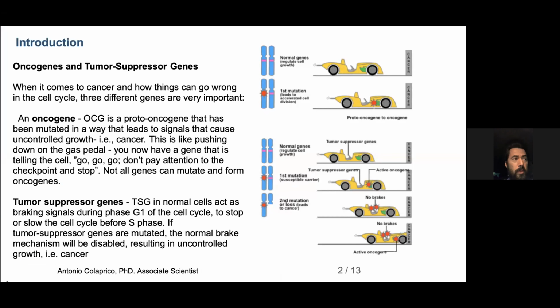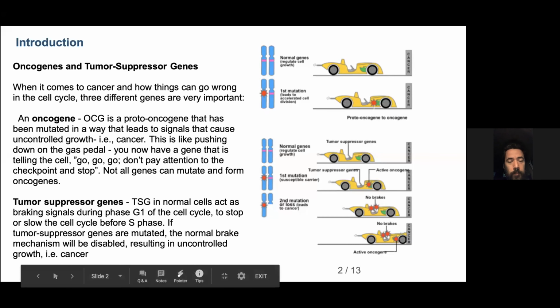Just to give you an introduction, the tool deals with driver genes: oncogenes and tumor suppressors. An oncogene in general is a gene that, if mutated, can increase the progression of the tumor, whereas a tumor suppressor gene is a gene that, when inhibited, allows the progression of the tumor.